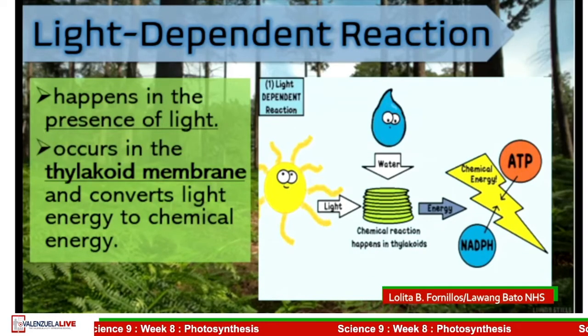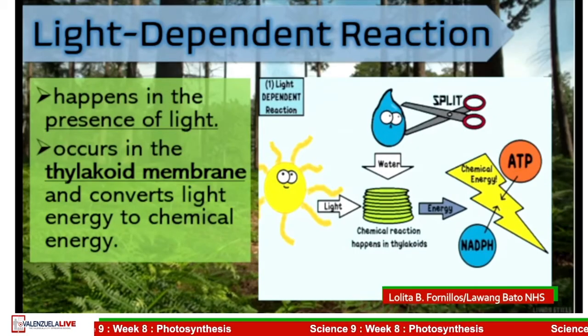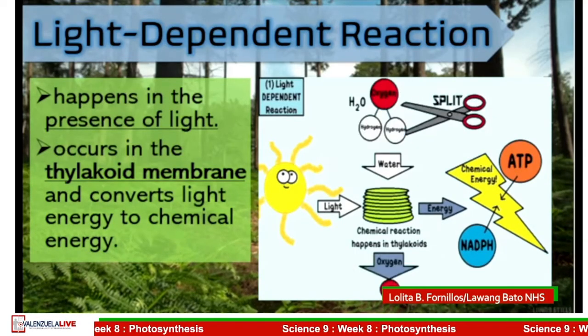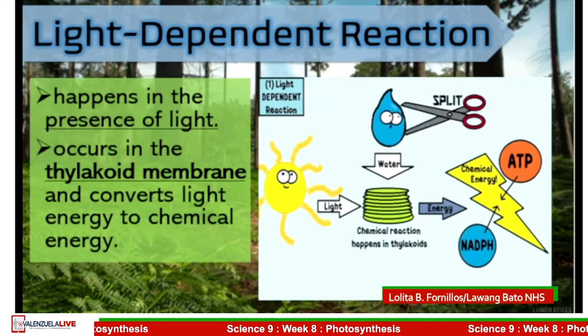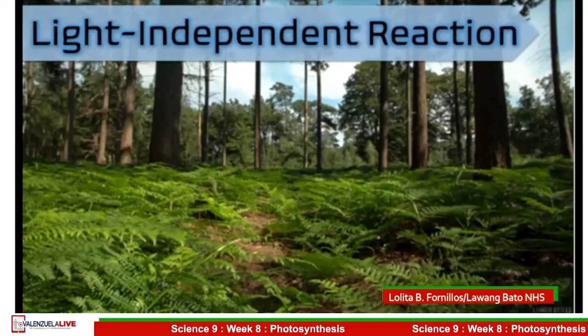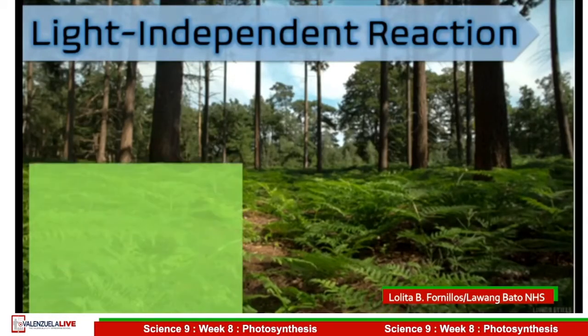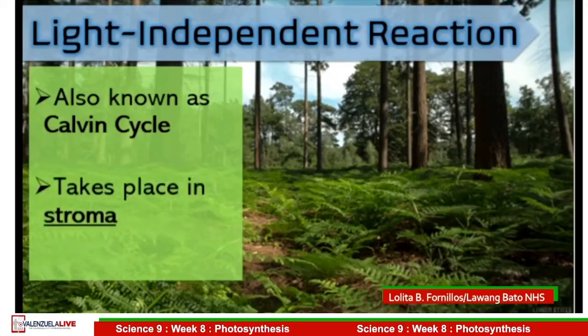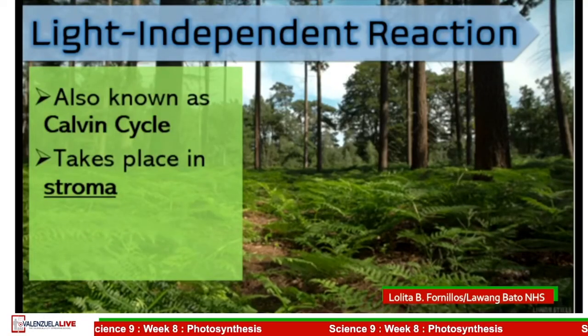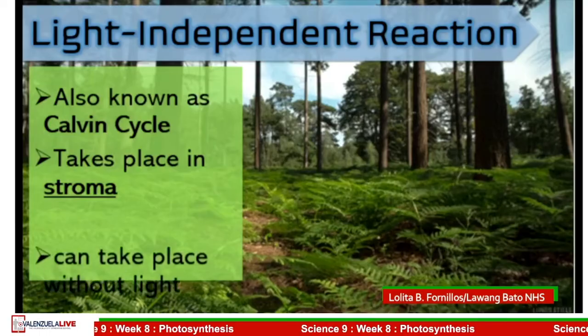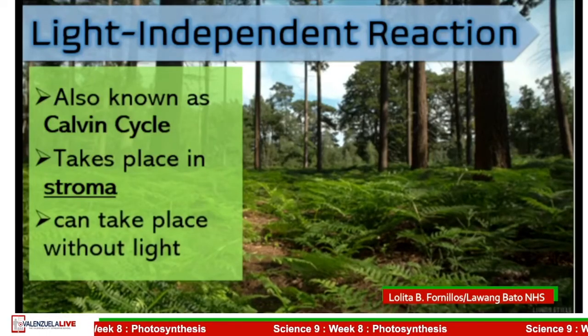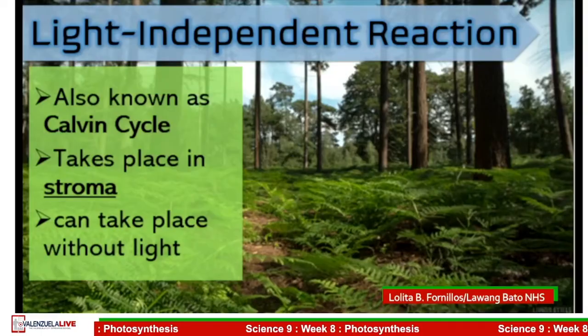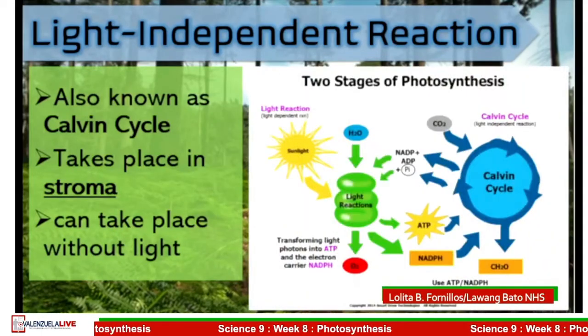ATP is an energy storage molecule. NADPH is an electron carrier or donor molecule. Both ATP and NADPH will be used in the next stage of photosynthesis, and that is the light-independent reaction, which is also known as the Calvin cycle. It takes place in the stroma. This reaction can take place without the presence of light, but the process requires ATP and NADPH, which were created using light in the first stage.